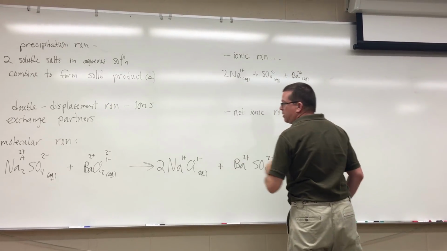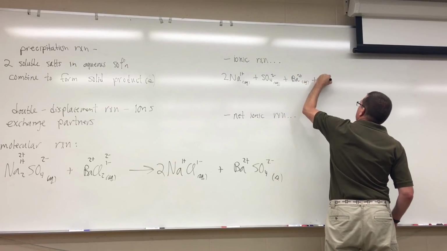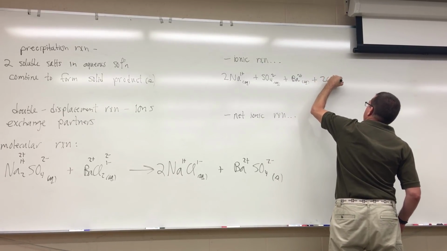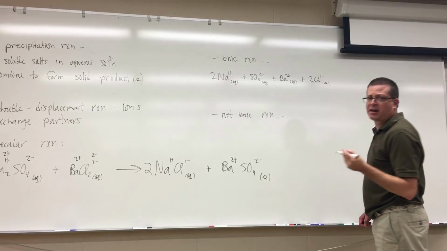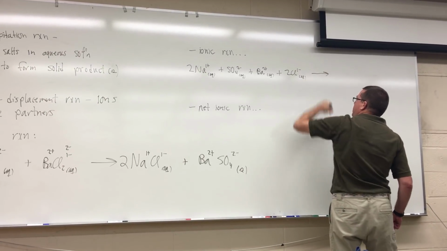And I'm also going to make how many? 2 chloride ions, also in aqueous solution. Alright, so that's everything on the left of the arrow. Now, let's see what we have on the right-hand side of the arrow.